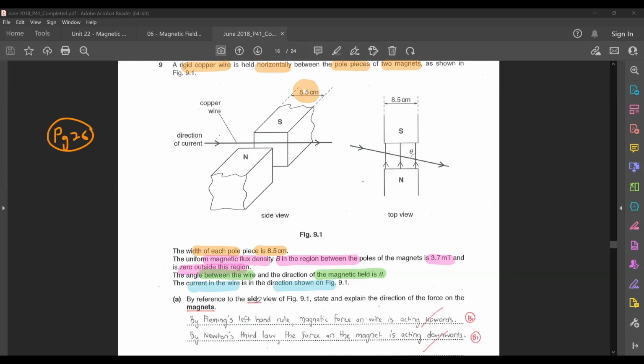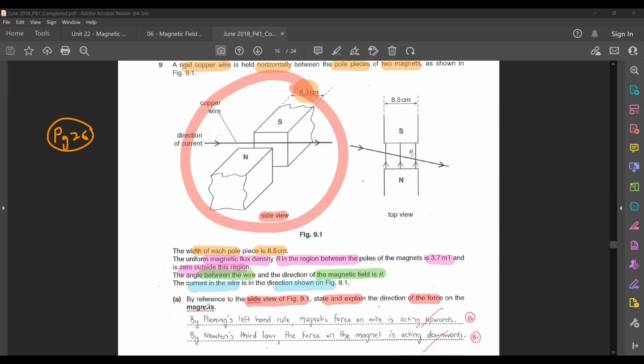Now, by reference to the side view of figure 9.1, which is actually this one, state and explain the direction of the force on the magnets. So they specifically want the magnetic force acting on the magnets right now. Now, since our magnet is north and south like this, the direction of our magnetic field would be in this direction here. And the question has already given us the direction of the current is going towards the right. So this would be the direction of your current I.